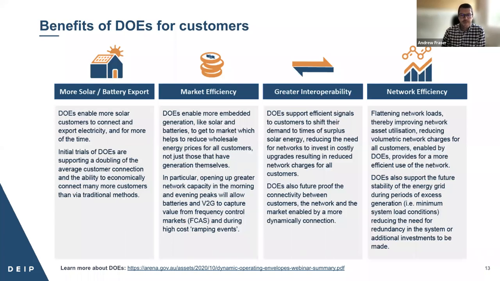So it's great to see that, primarily from a DER customer point of view, but customers overall can benefit from greater market efficiencies and greater network efficiencies. Increasing the amount of DER available to the market can create other market efficiencies at other times, and that flows on to all customers. Likewise, from a network efficiency point of view, greater utilization of the network can create lower costs and greater efficiencies for all customers, not just DER customers.